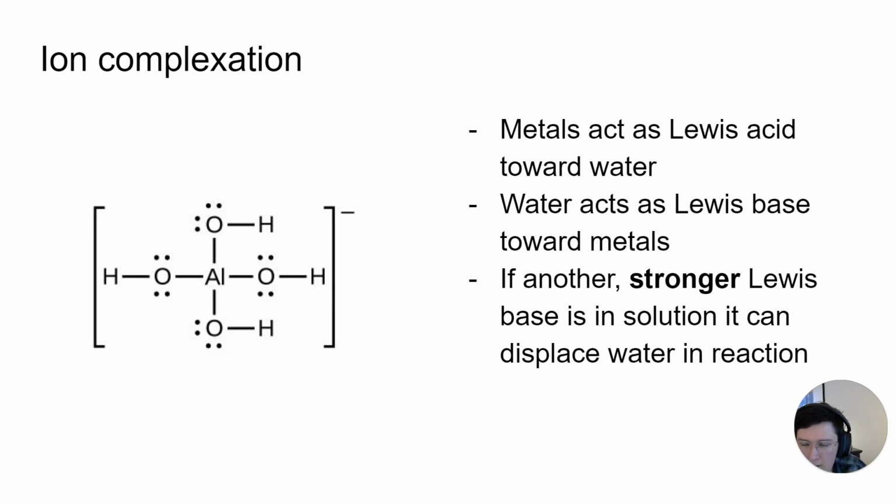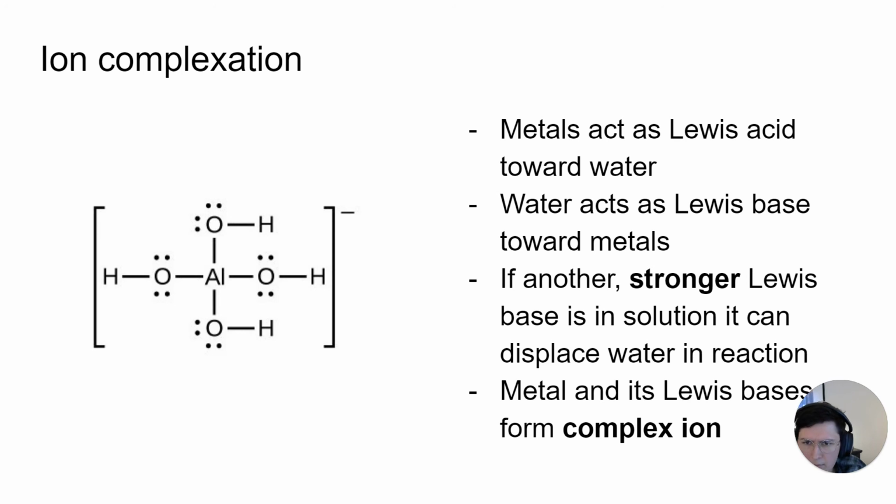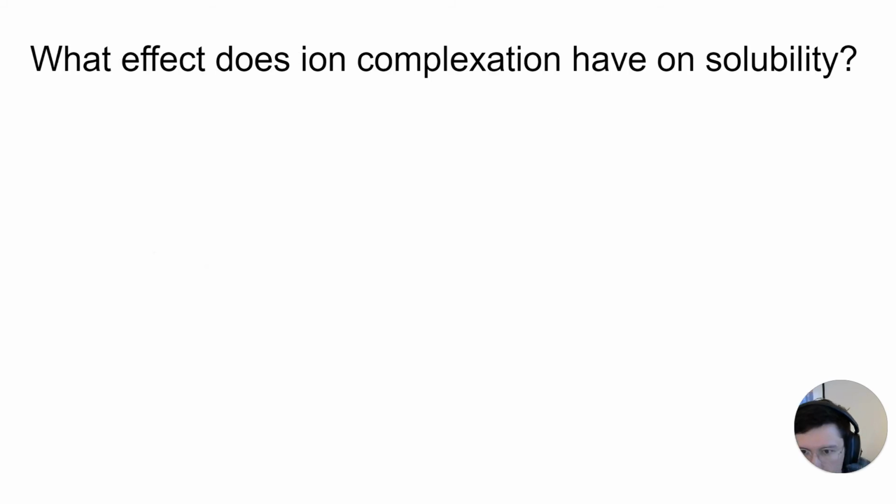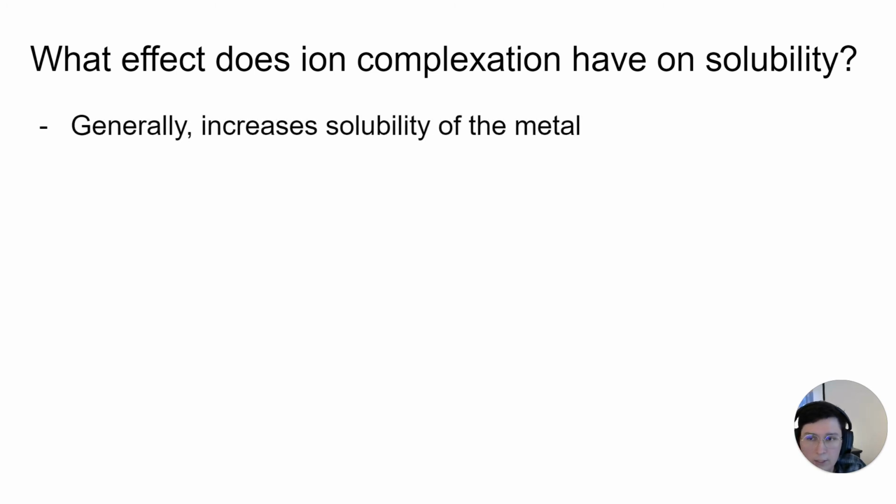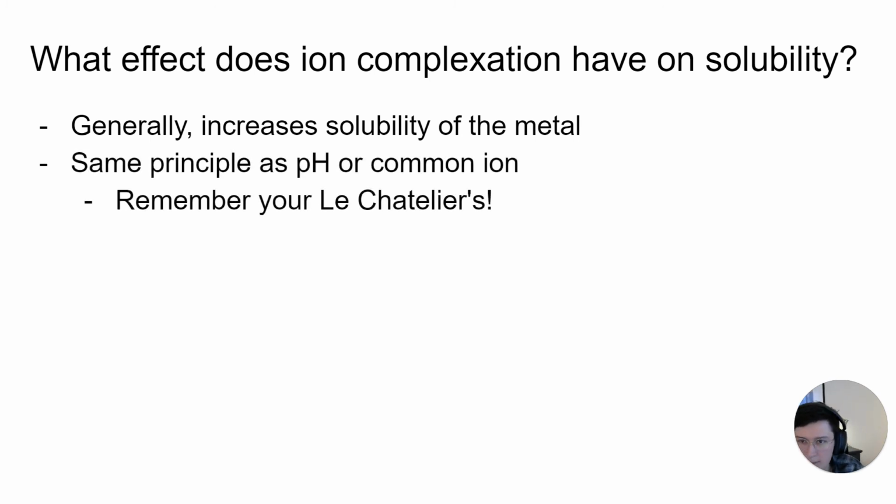So here is aluminum hydroxide, so Al(OH)4 negative, and this is a complex ion. And so any metal and all of its Lewis bases together form this complex ion. So what effect does this complexation have on solubility? Well, generally it makes the solubility of the metal higher. And that operates on the same principle as the pH or the common ion effect, but basically it's just Le Chatelier's. So if your metal is tied up in all of these different complexes, it allows for more of that original compound to dissolve.